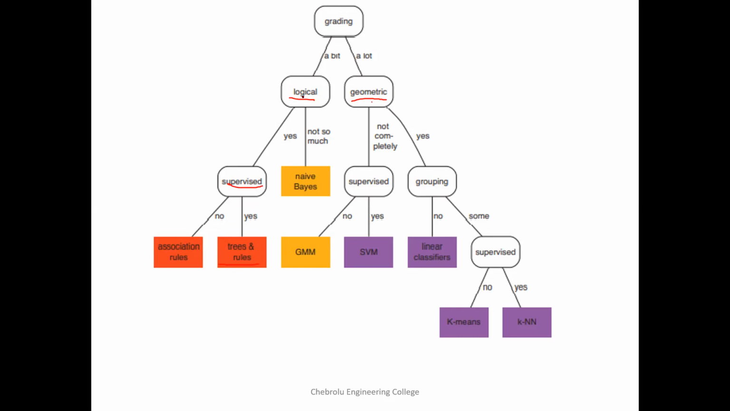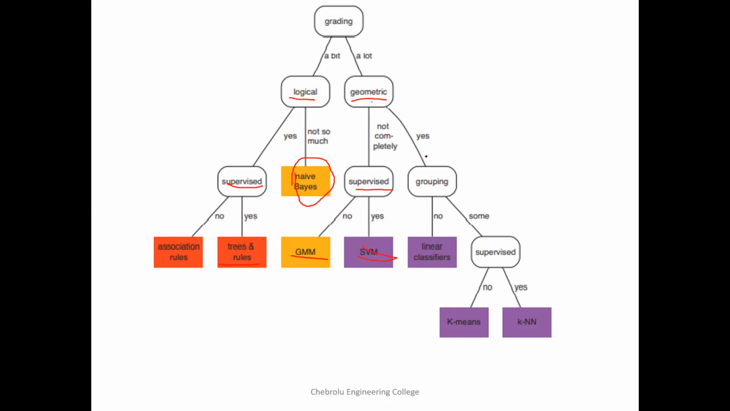And if not so much logical, then we go for the probabilistic model, that is called naive Bayes. If it is a geometric model, not completely geometric, then we check whether it is supervised or not. If not supervised, we go for GMM. We'll be learning that in the coming classes. And if supervised, yes, support vector machine.